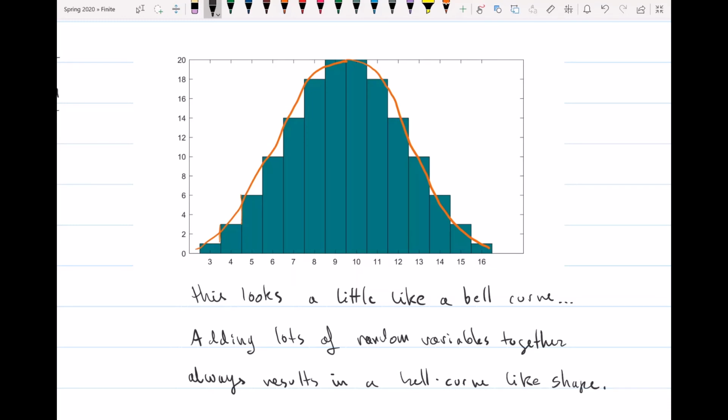And this is really why bell curves are so important, and we will study them in just a little bit in this class. We'll study them a little bit.